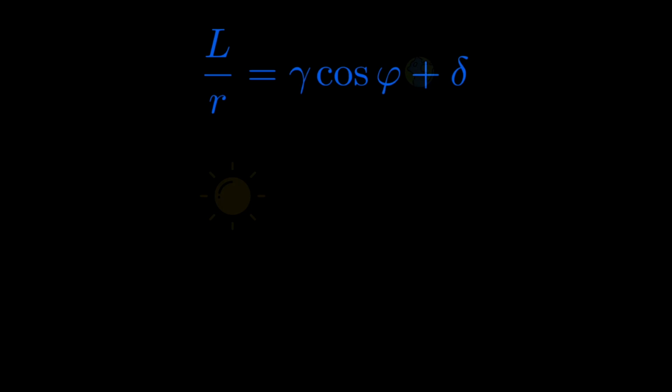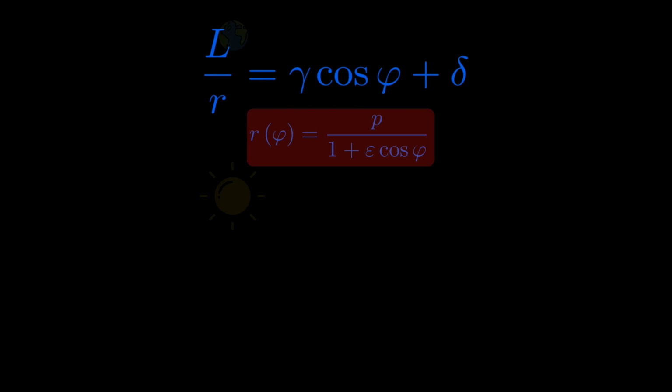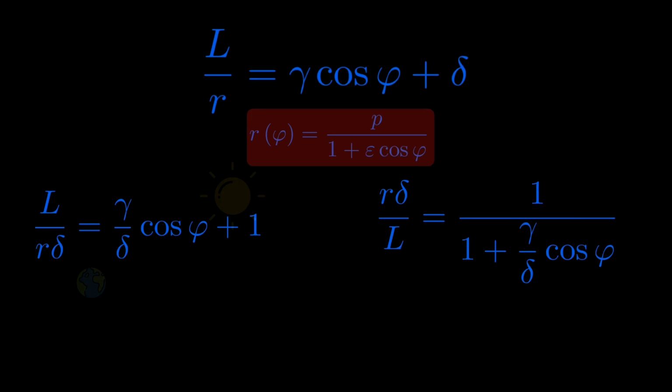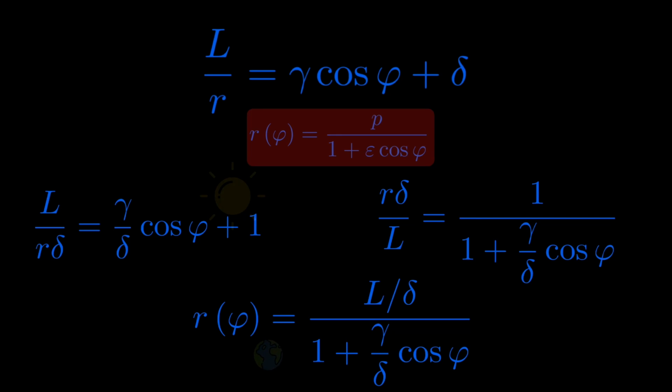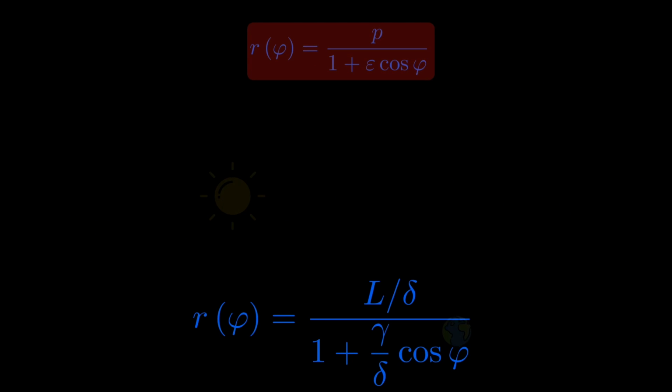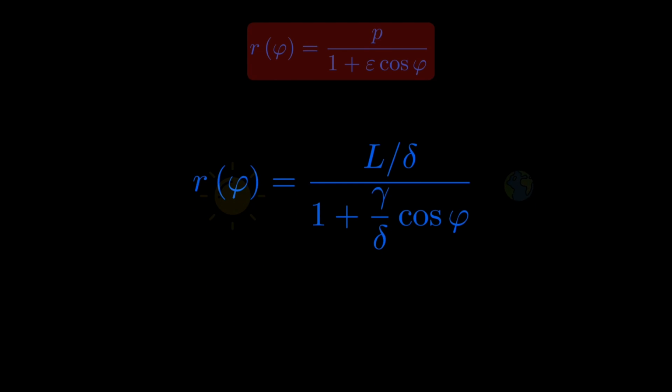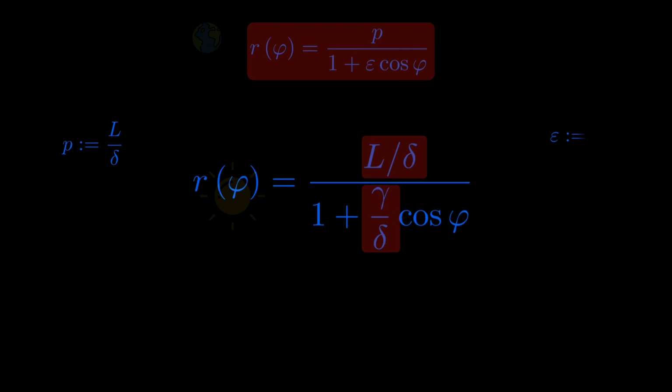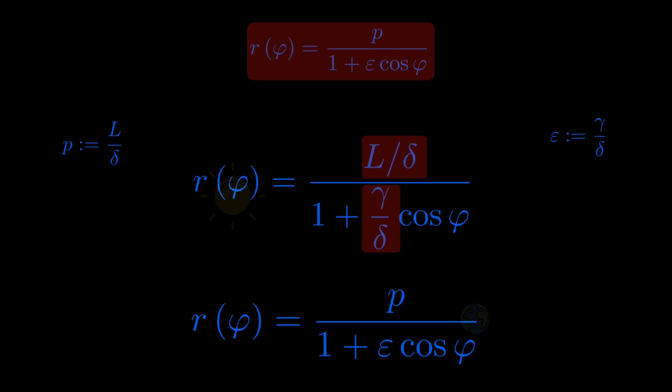With this we can already see the goal ahead of us. We just have to solve this equation for r. So all we have to do is some rearrangements and we end up with something that looks almost like the formula we want. The term L over delta in the numerator is just a constant factor, so we can absorb it into a redefinition as the parameter p of our ellipse. And the term gamma over delta in the denominator is constant as well, so we will absorb it into the parameter epsilon. And here we are with the orbit solution to our integral, the polar equation of an ellipse.